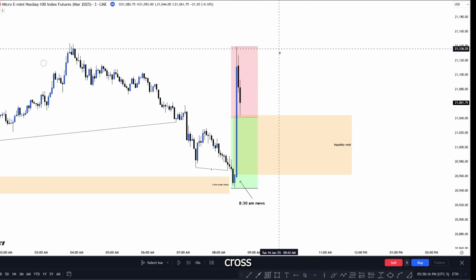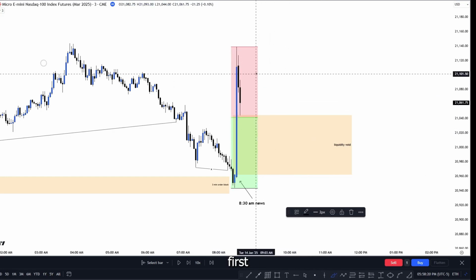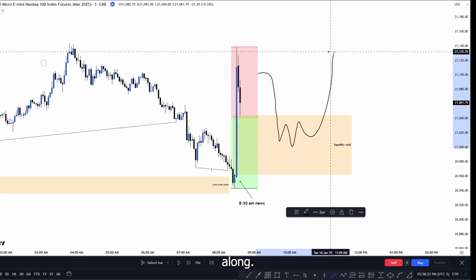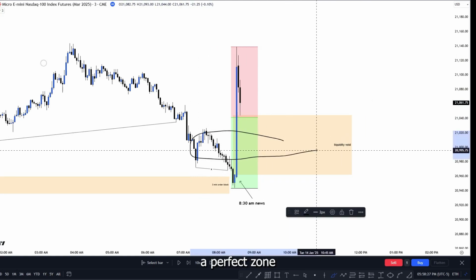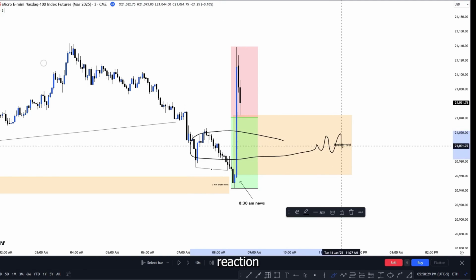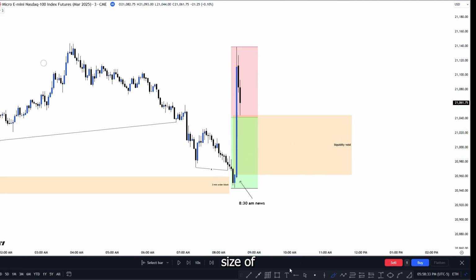So I want to see price cross equilibrium first, right? Cross equilibrium first before looking to go long. So any zone inside of this discount zone is a perfect zone where I want to see a nice reaction happen before price expands higher to clear our opposing sides of liquidity.